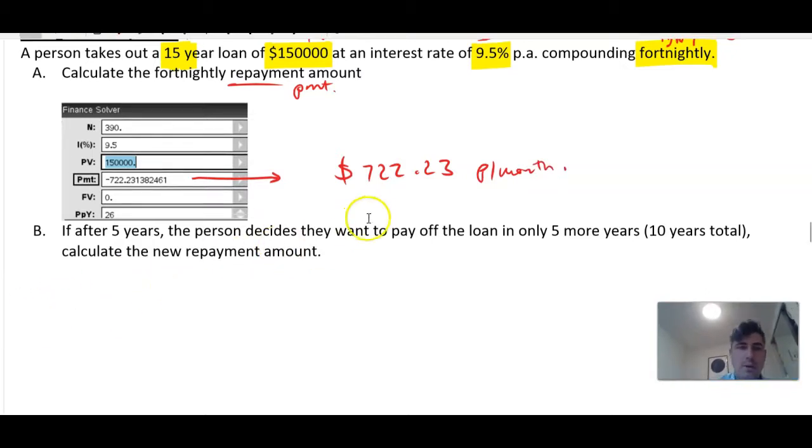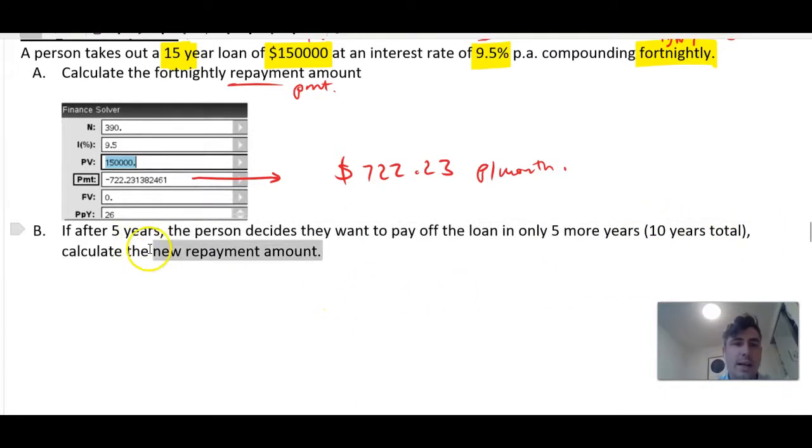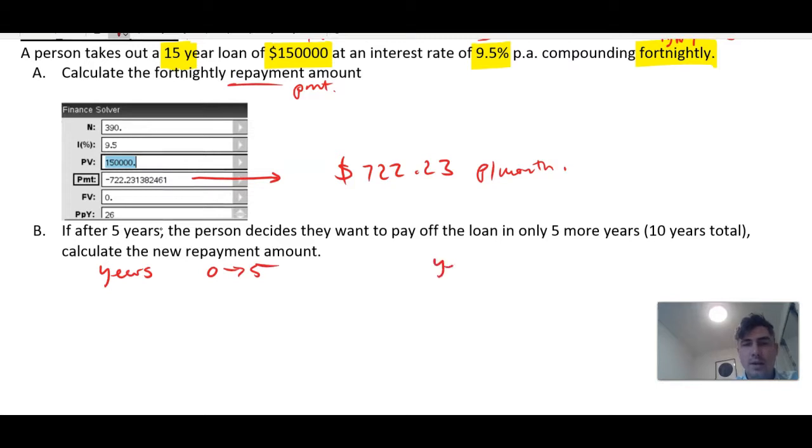After 5 years, the person has decided they want to pay off the loan in only 5 more years, making it a 10-year loan instead of a 15-year loan. Calculate what the new repayment amount must be. So we have to work out 2 stages of the loan. We've got years 0 to 5, and then we've got years 5 plus.